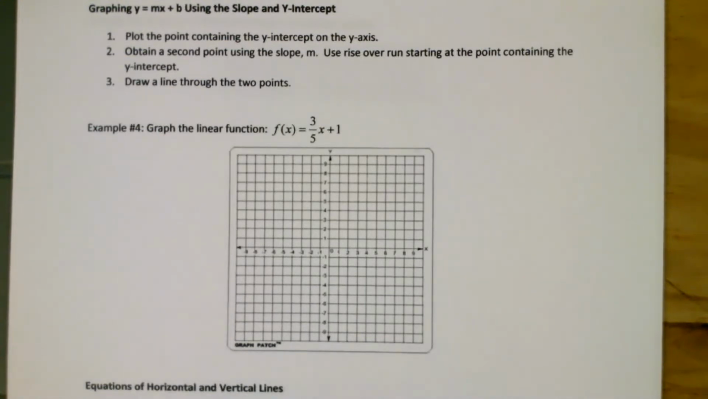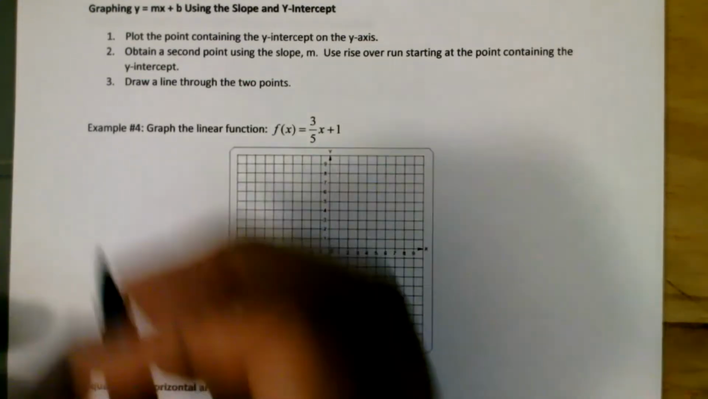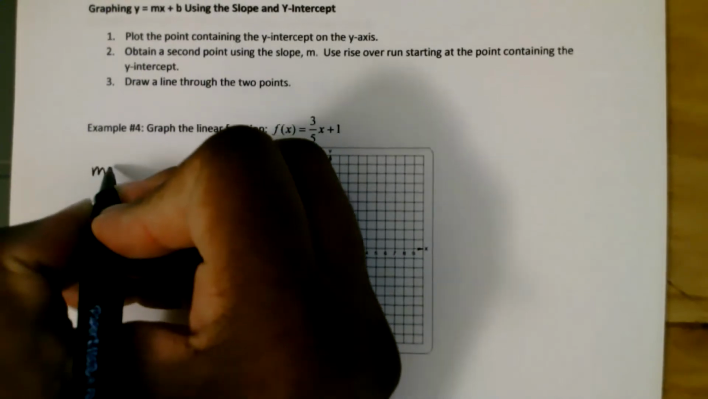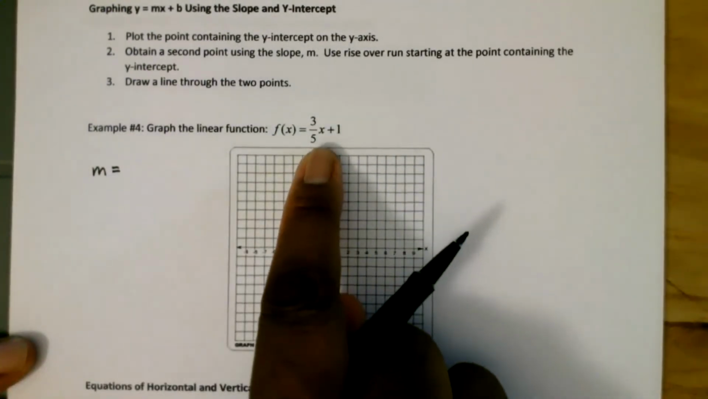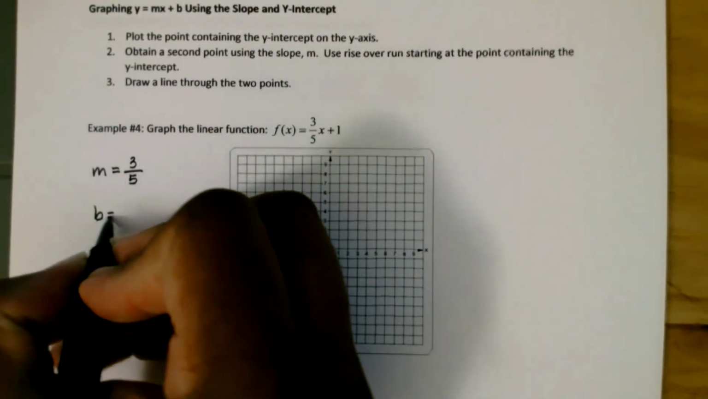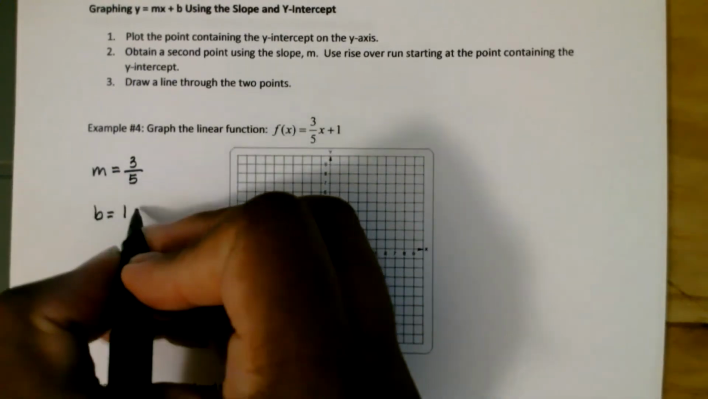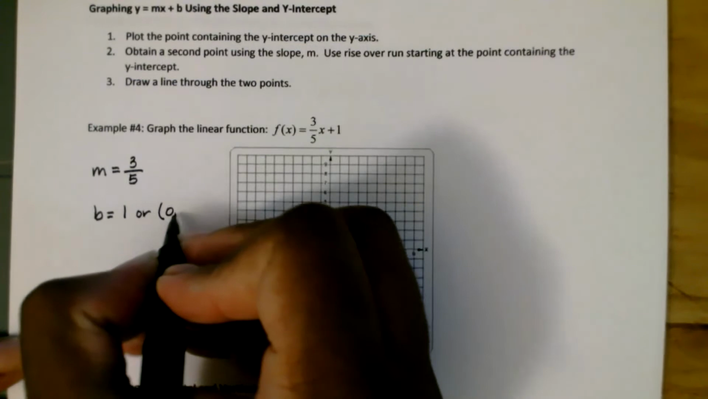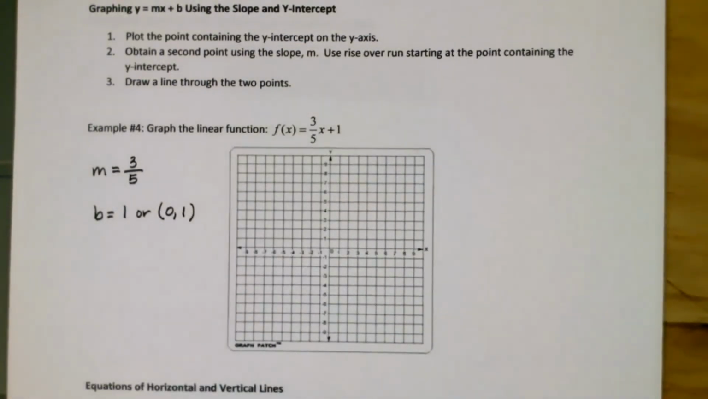Okay. So the first thing you need to do here is identify the slope and the y-intercept, because f of x is already by itself. The slope is the coefficient of your x term. That's 3/5. And the y-intercept is 1. But if you recall, the y-intercept is always an ordered pair when x is 0. So actually your y-intercept is going to be the ordered pair 0, 1. And the y-intercept is going to be the point where the graph of that line will be crossing the y-axis.